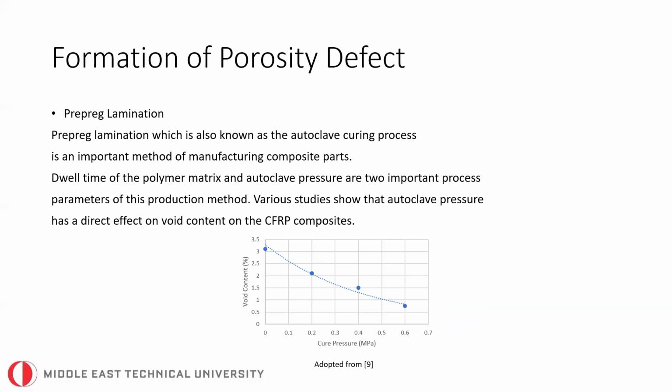Various studies show that autoclave pressure has a direct effect on the void content in CFRP composites. As you may see in this figure, void content is decreased by increasing cure pressure.